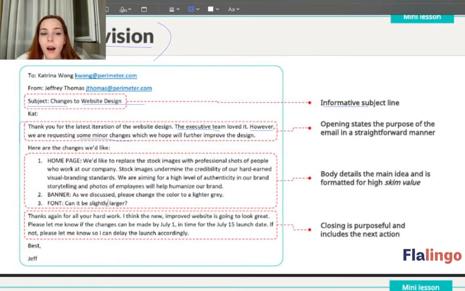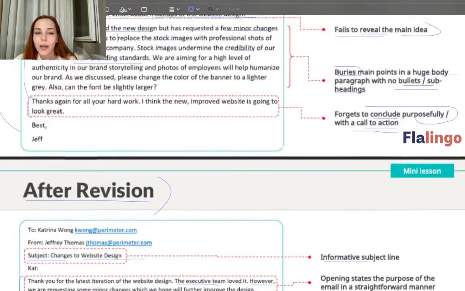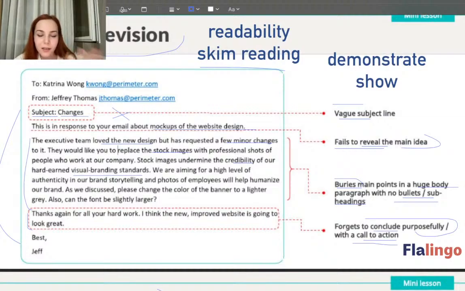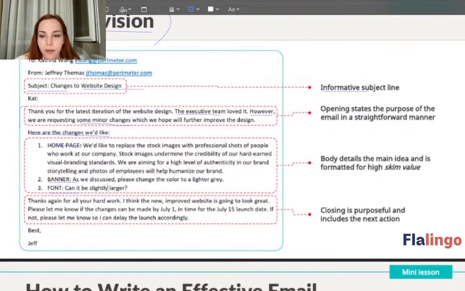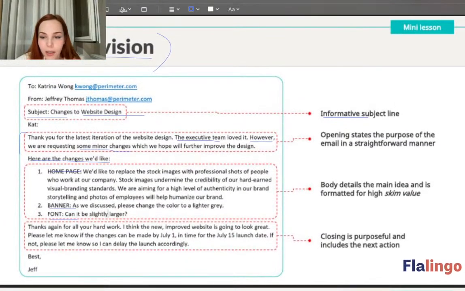But in here, I listed the changes we would like. Homepage, banner, font. So we have three main ideas. But in the first slide, I can't determine the main ideas. How many are them? It's really hard to understand. I need to read it again and again and again and maybe take some notes. But emails have to be quick, and emails have to be informative. So yeah, revised part is really good in here.